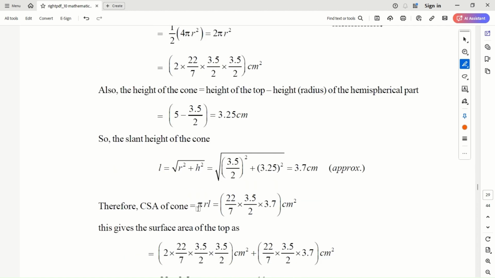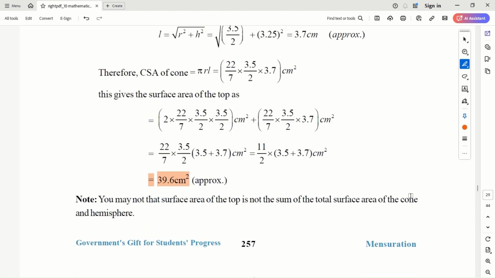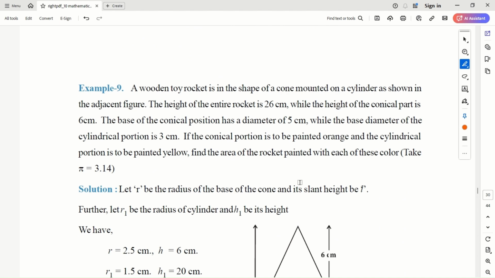Once I know the slant height, the curved surface area is pi r l. If I substitute the values, I get the value. And if I sum up those two CSAs, I'll get the CSA of this object, the toy. That is how we will do most of the problems.